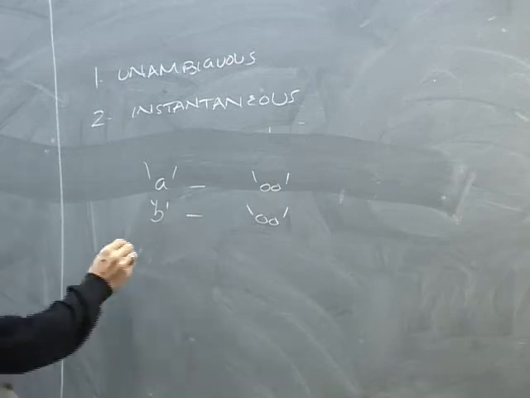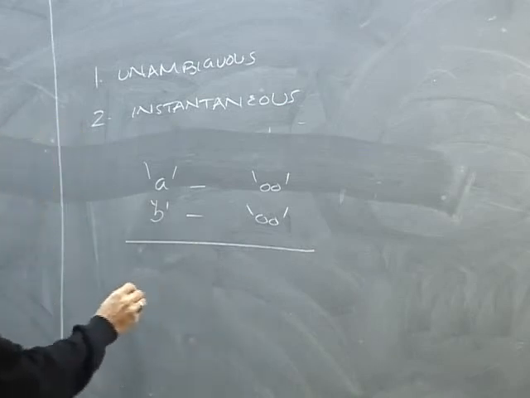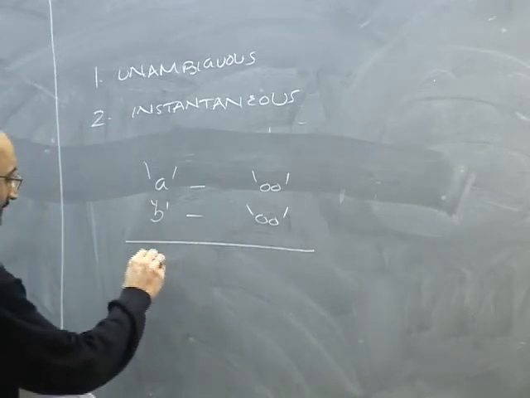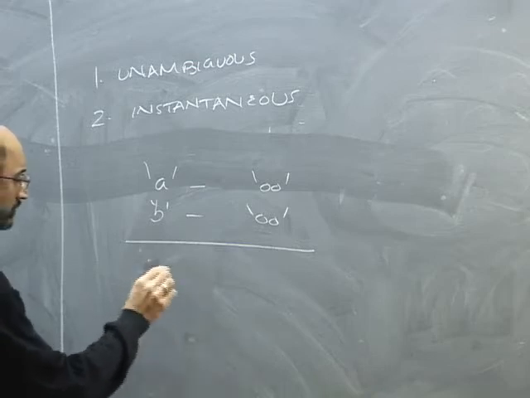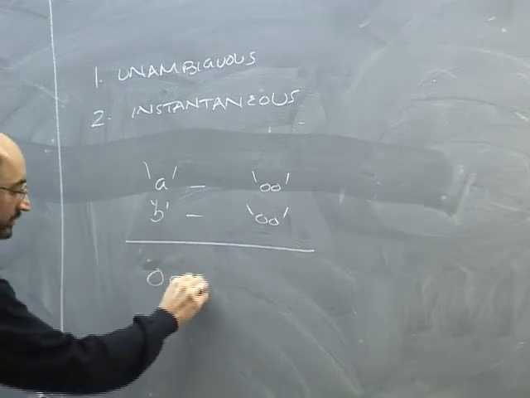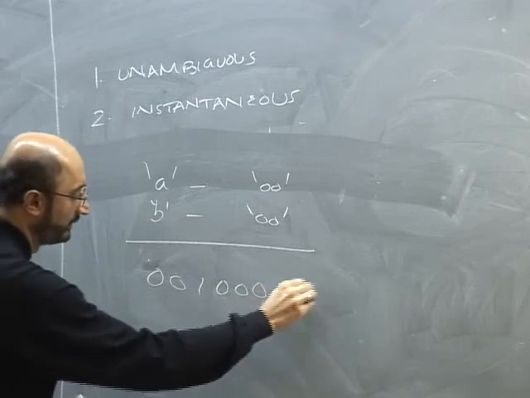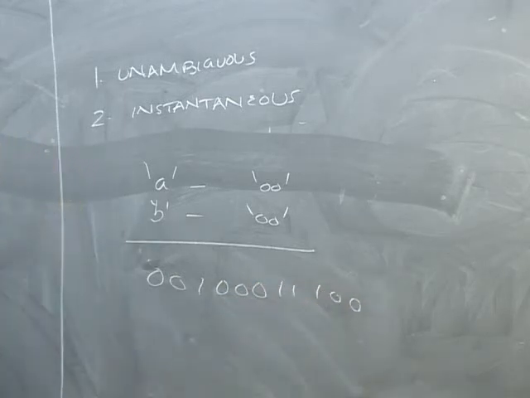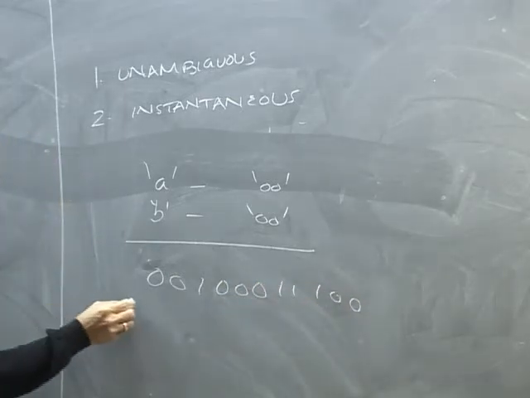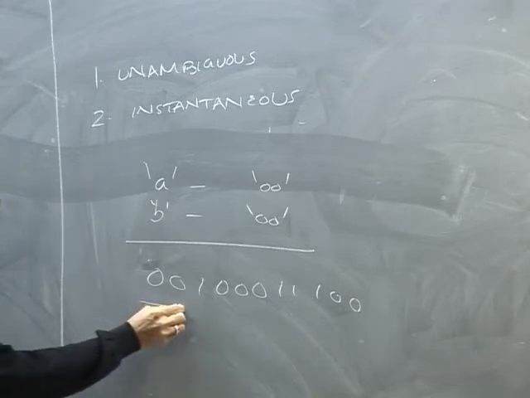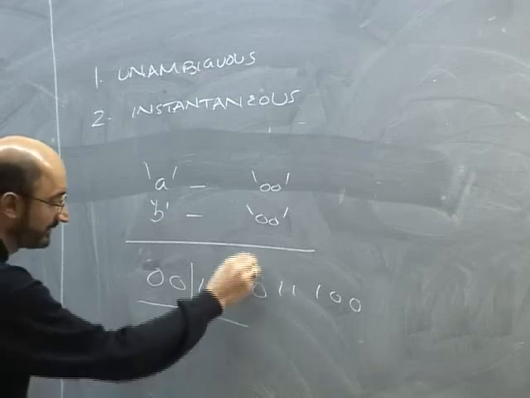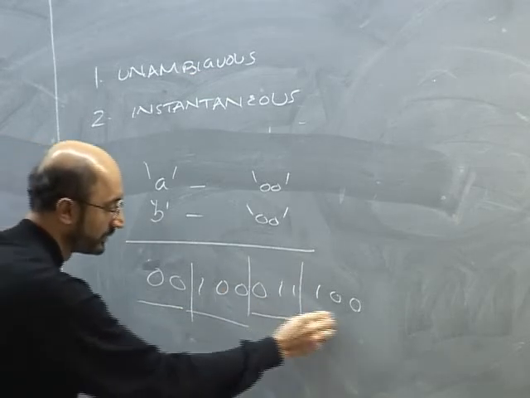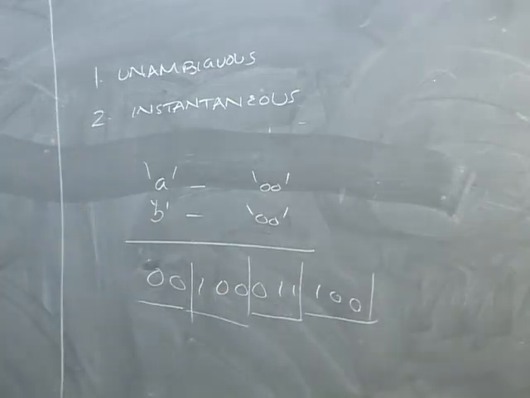A second thing is instantaneous. Instantaneous means that if I see the code, let's say I get the code 0010001110, something like that, and as the receiver reads through this, it can chop off the pieces and say, that's the first code word, that's the second code word, that's the third code word, that's the fourth code word, etc. If it can do that, it's instantaneous.